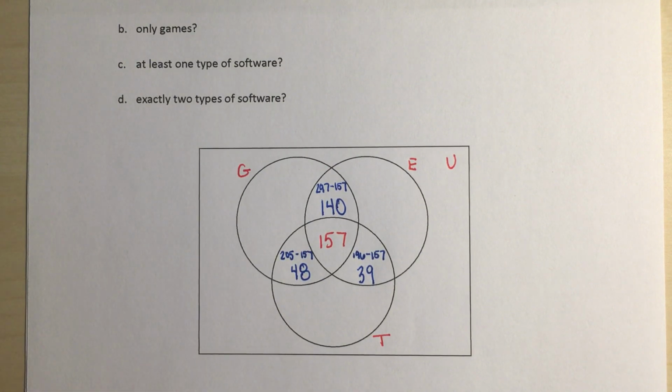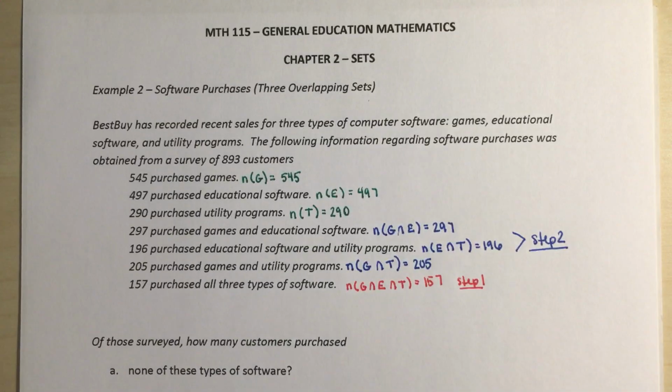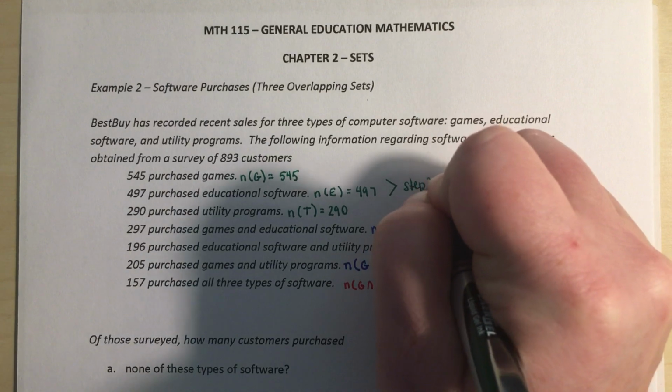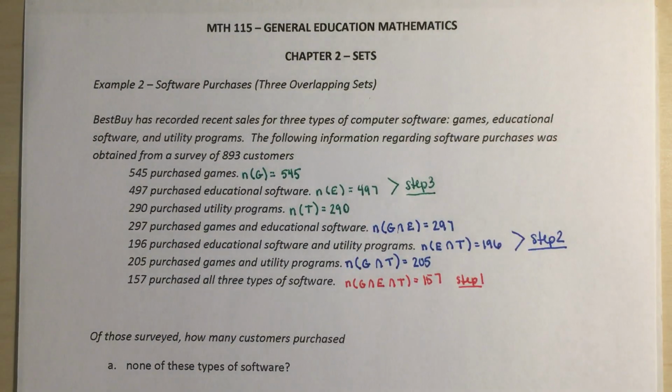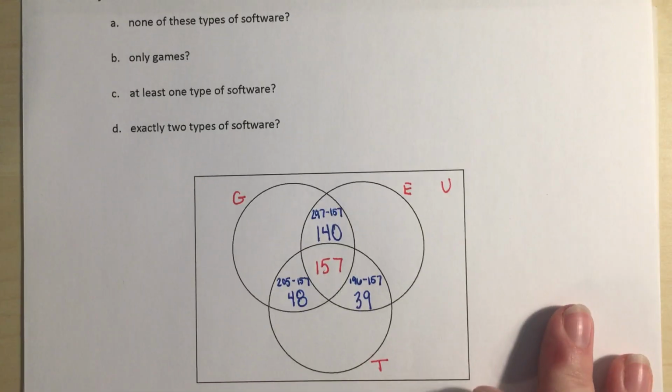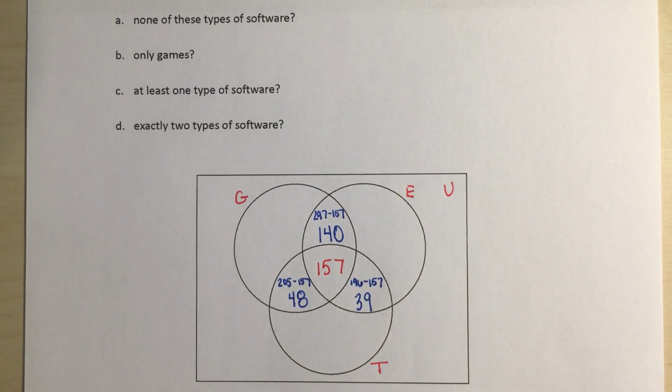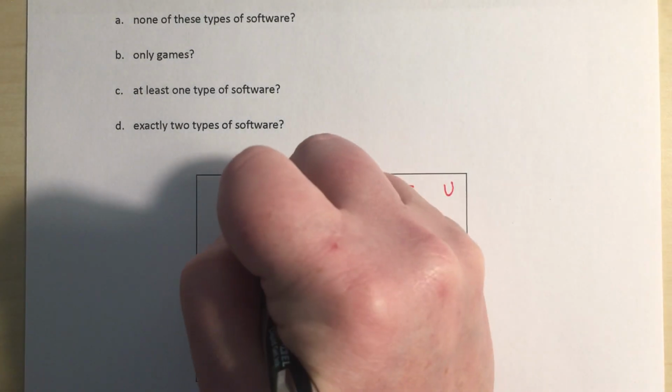Right, now we're going to use the information from our first few statements. As we continue to work outwards, we're told how many people purchased games, educational software, and utility programs. So now we're going to focus on filling in these outer regions in our Venn diagram. We are told that 545 purchased games.